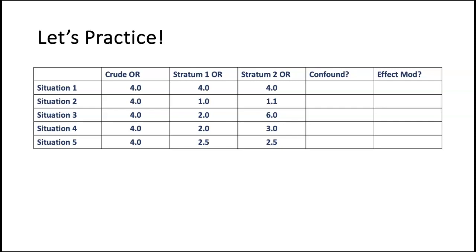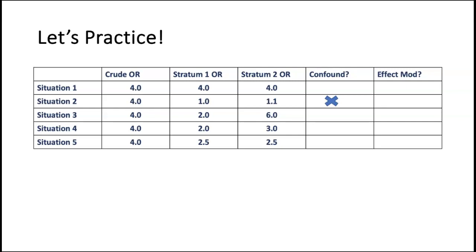The average between 1.0 and 1.1 is somewhere in between, maybe like 1.05. If I were to look at the difference between 1.05 and 4, it's going to be much greater than 10%. So given that my strata-specific measures in situation 2 are very similar to one another, and there's a greater than 10% change between the crude and the adjusted measure that I calculated, I would conclude that in situation 2, I just have confounding present.